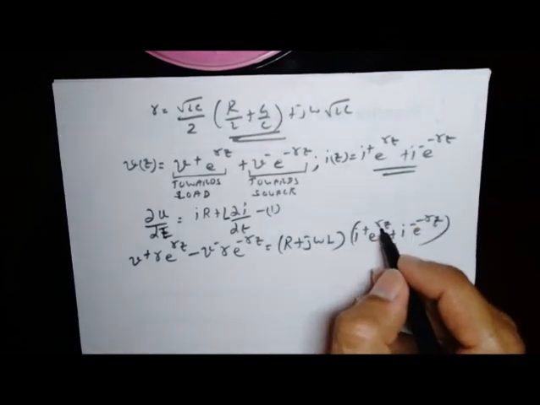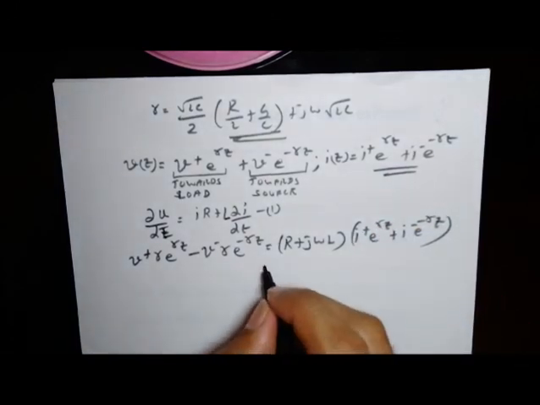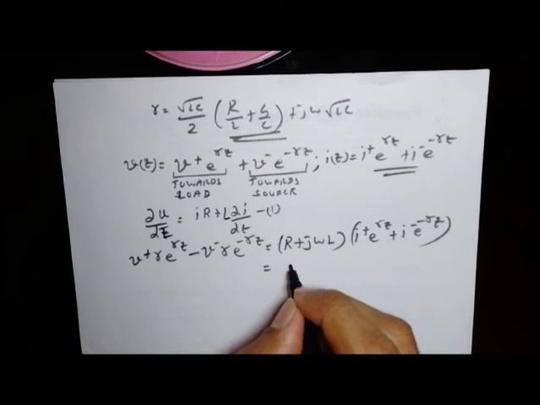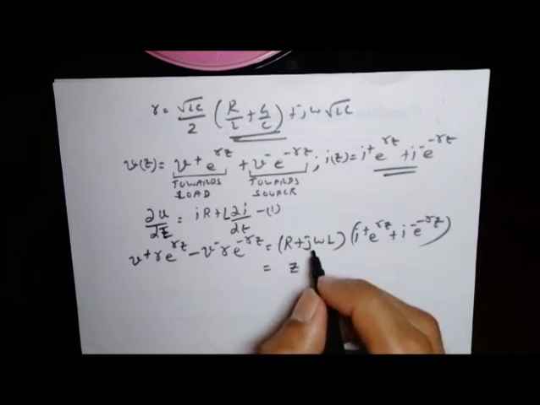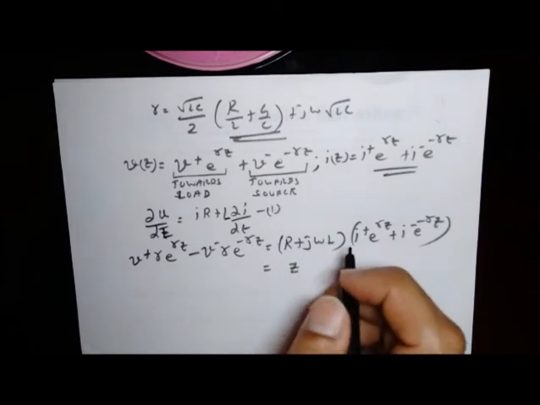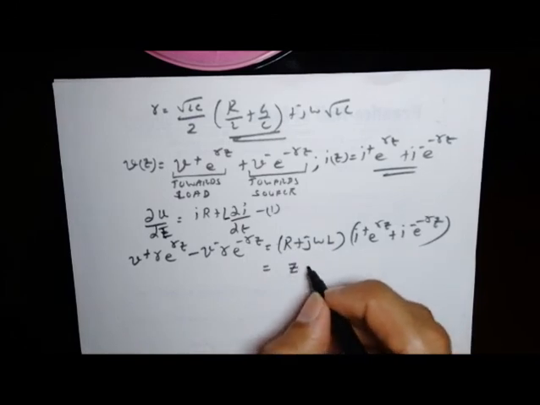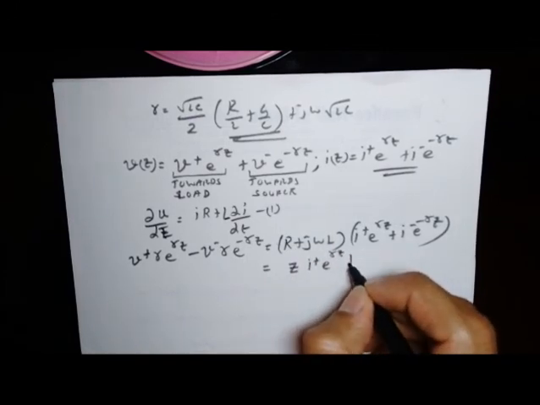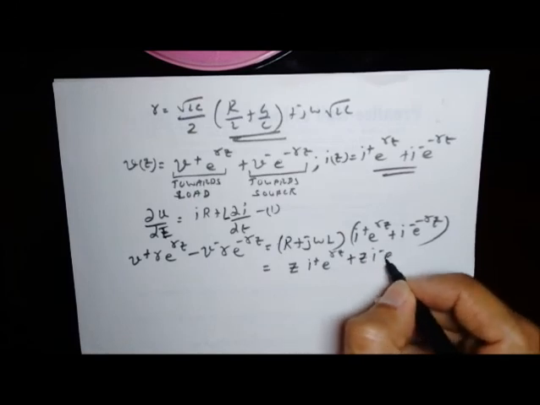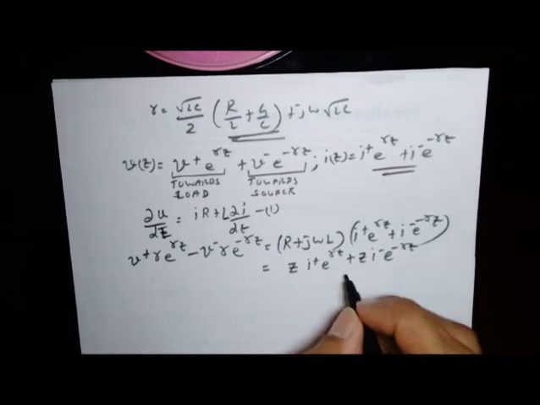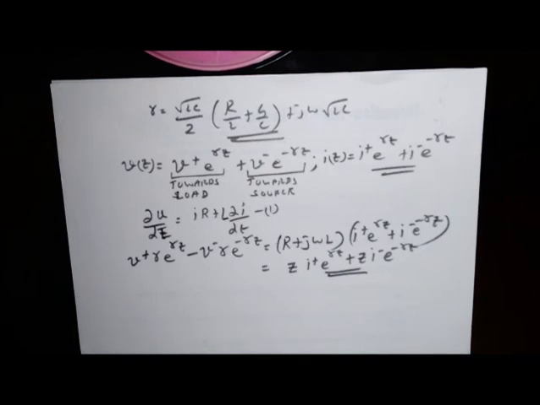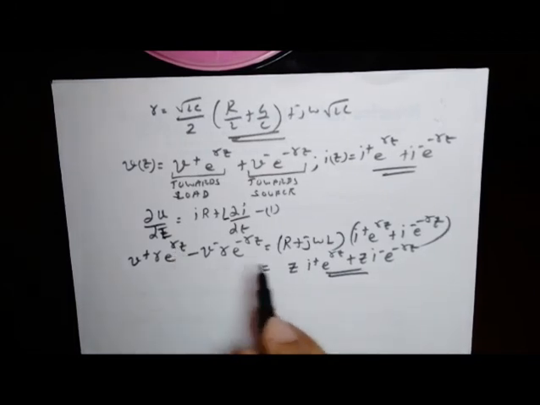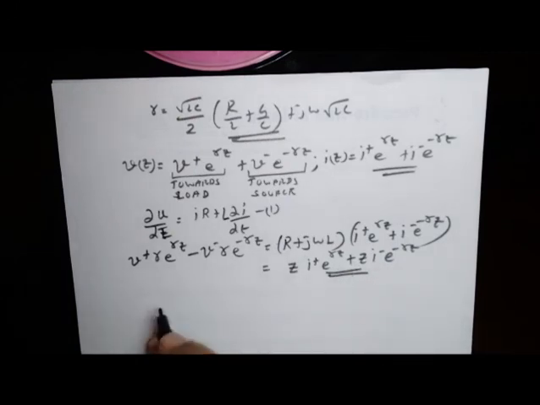It is gamma, not omega. So this is Z, because earlier we saw that this was, we call this Z, the net series impedance: I plus e power gamma Z plus Z I minus e power minus gamma Z. Now if we compare the coefficients of e power gamma Z and e power minus gamma Z on both sides, they have to be the same.